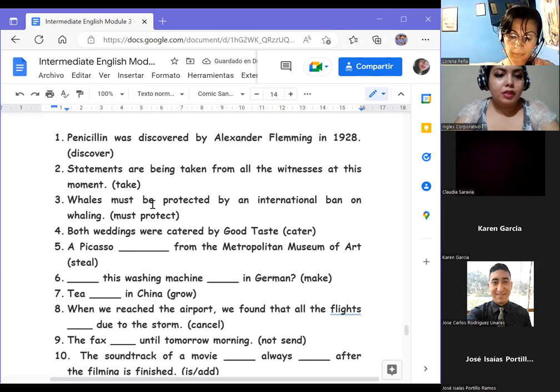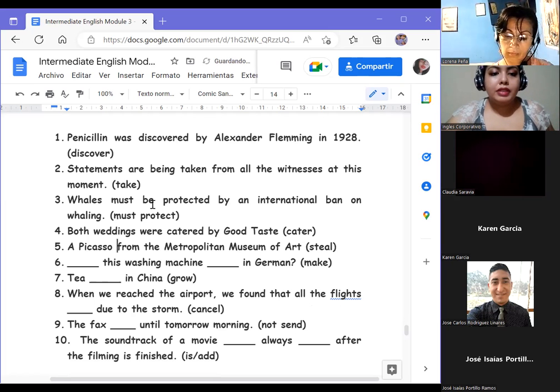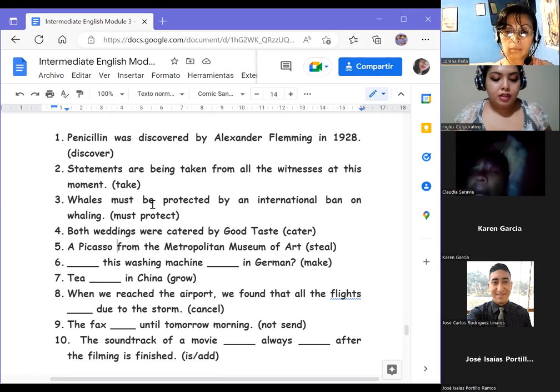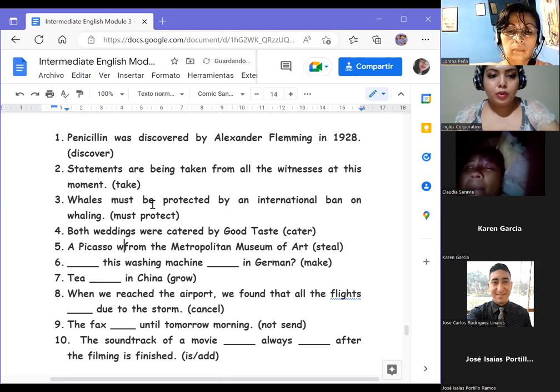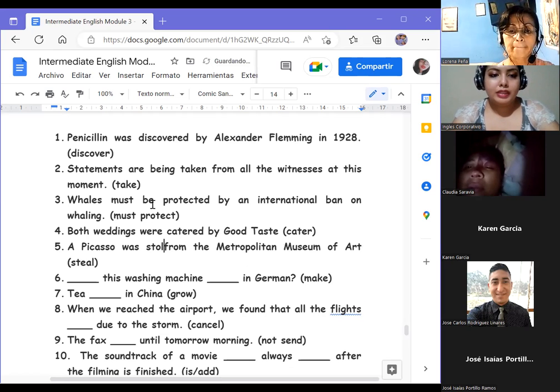Then we have number five, Picasso, and we have this space from the Metropolitan Museum of Art, and we have a steel. In past? Stone. We're going to use? Was stolen. Was stolen. Good.